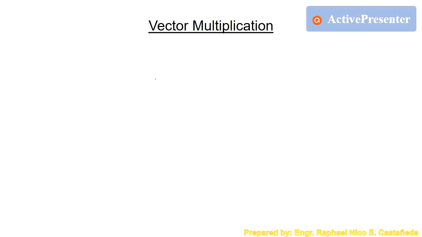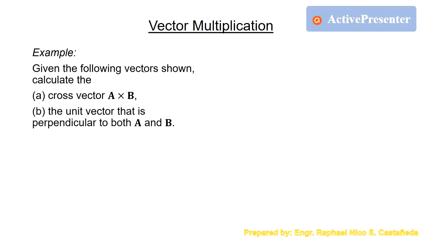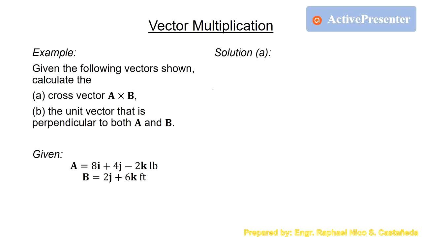Okay, so let's have an example in a cross product. Given the following vectors shown, calculate the cross product of A and B and the unit vector that is perpendicular to both A and B. Given, we have two vectors, A and B. And how to calculate? So first, we have to get the cross product of A and B.